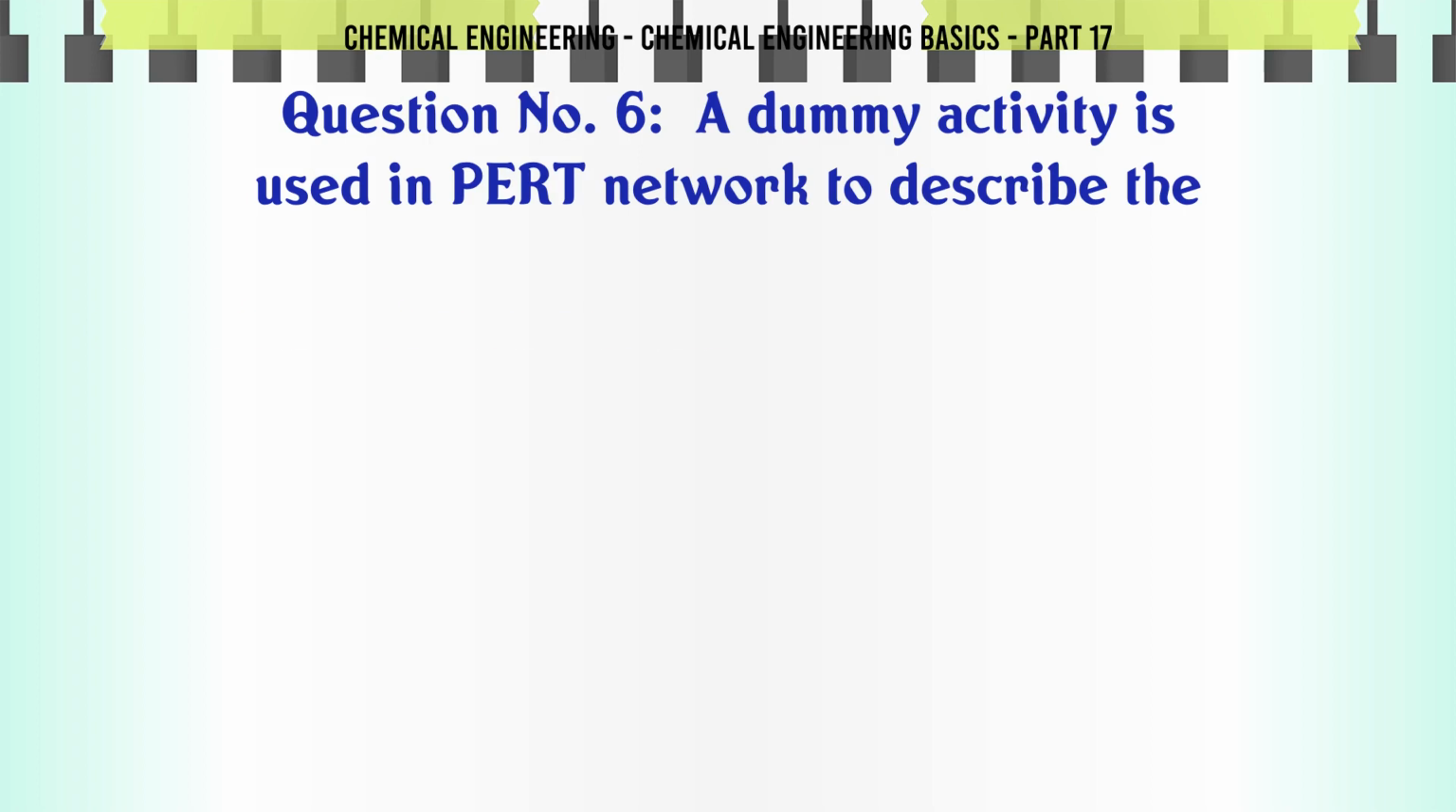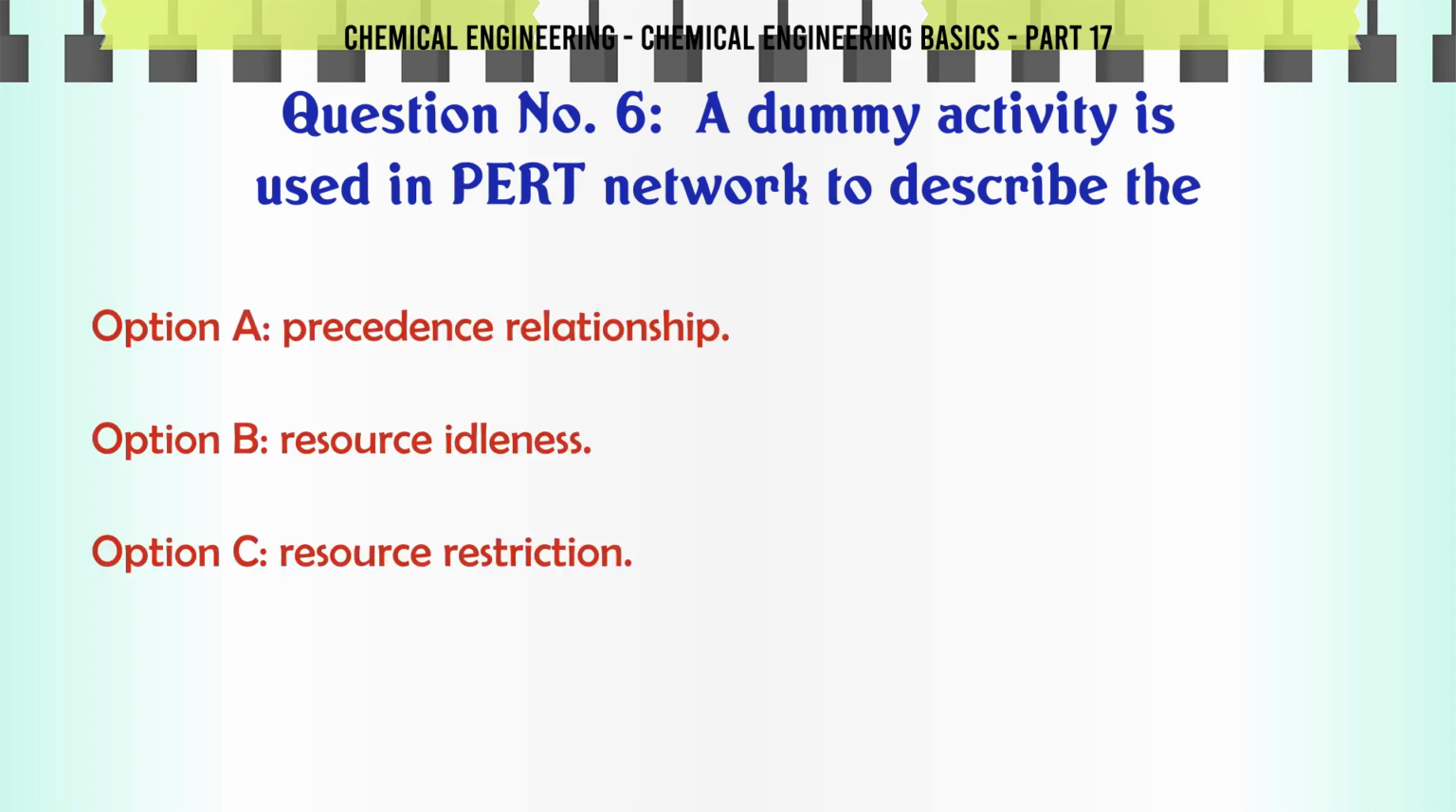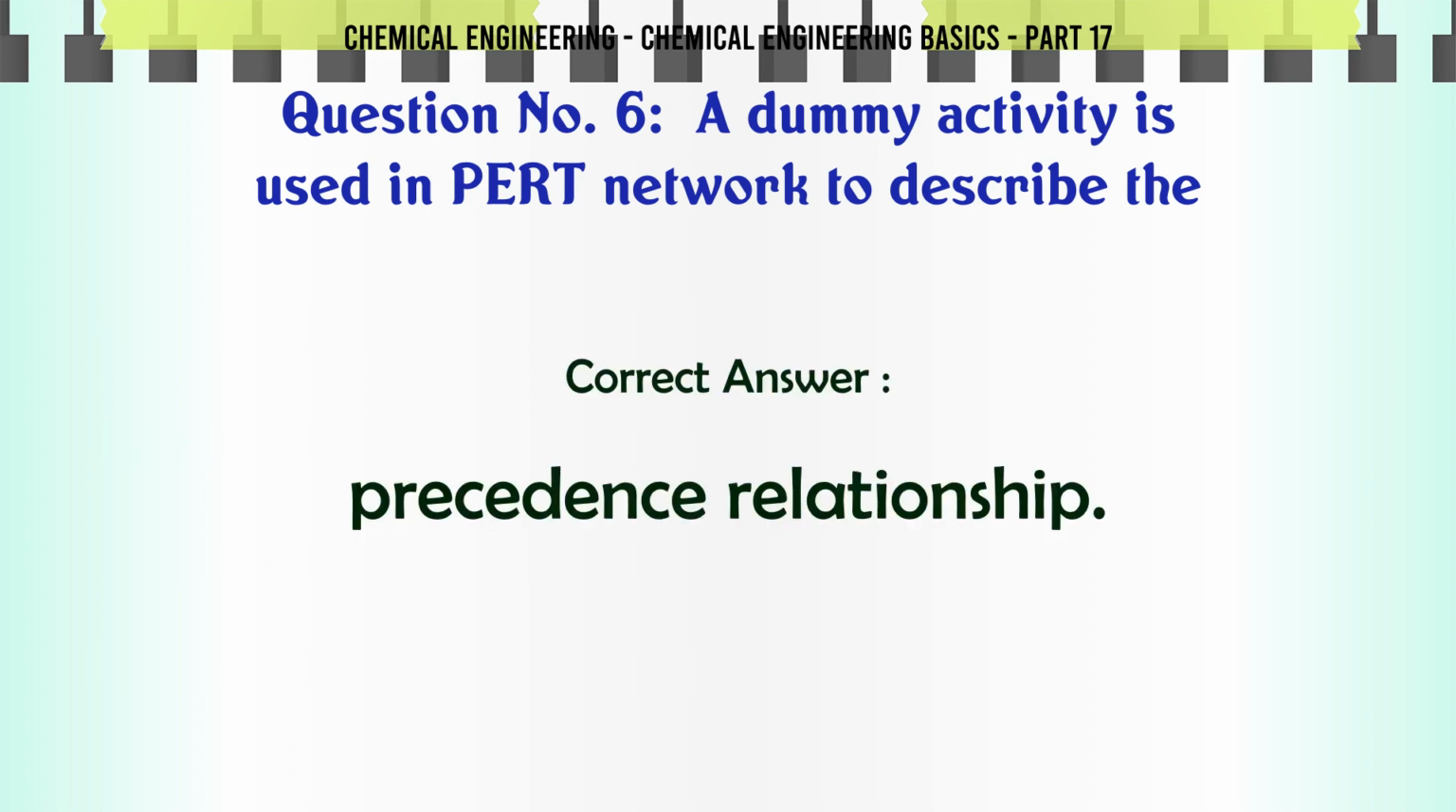A dummy activity is used in PERT network to describe the A. Precedence relationship, B. Resource idleness, C. Resource restriction, D. Necessary time delay. The correct answer is precedence relationship.